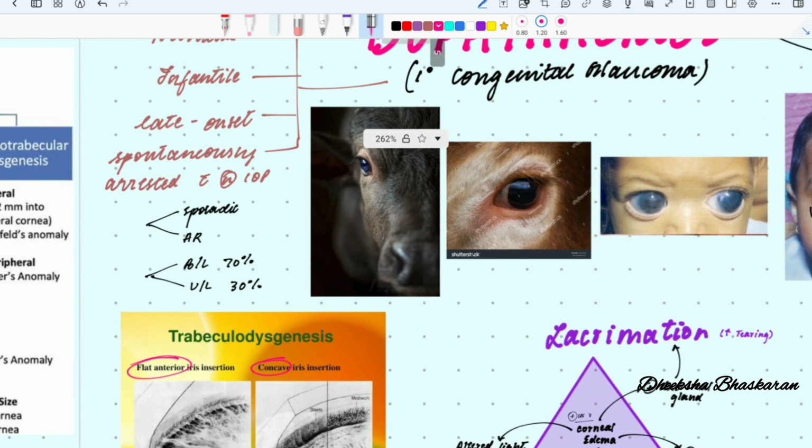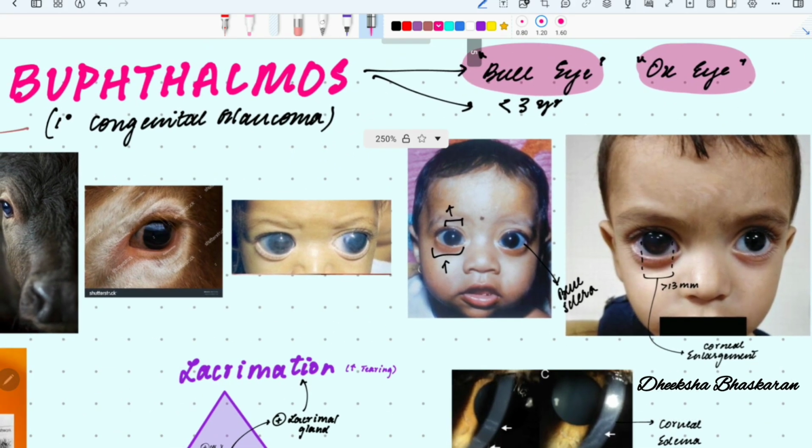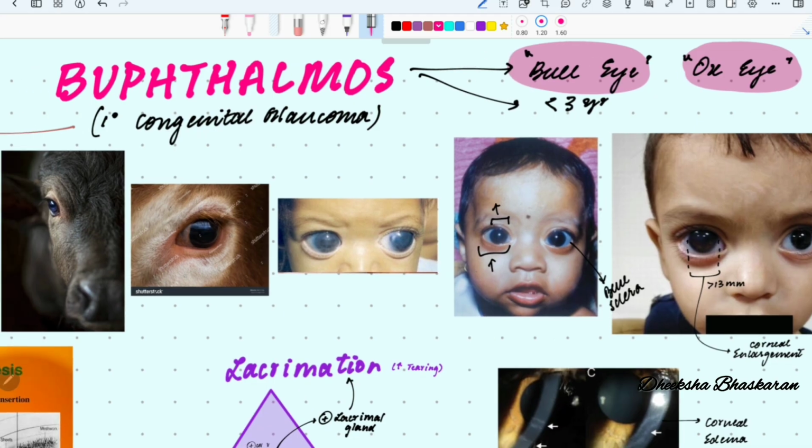Buphthalmos or primary congenital glaucoma is mainly sporadic, but can have autosomal recessive inheritance and is bilateral in 70% of the cases. So we see here the eyes of a few kids which are round and big, and this is compared to that of a bull. So it's called bull-like eye.